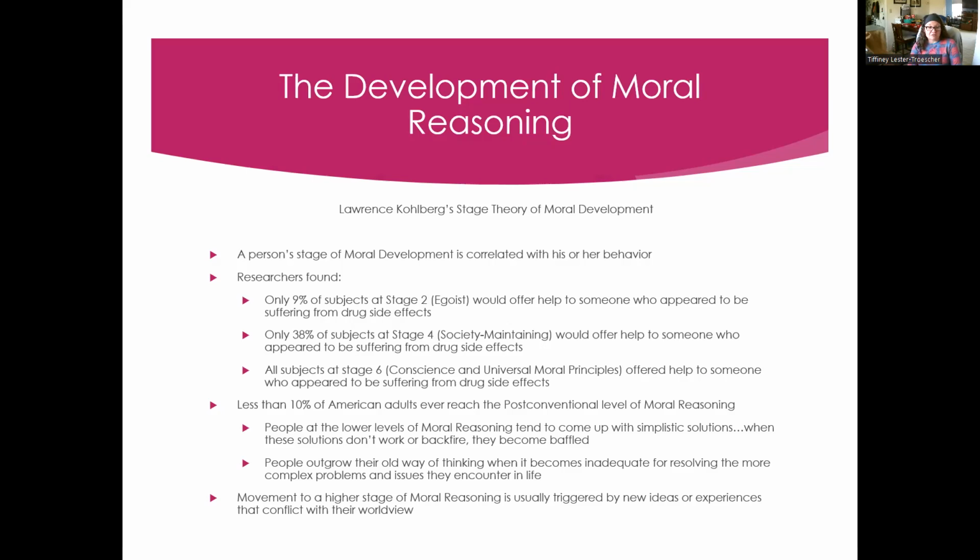Only 38% of subjects at stage 4, the society maintaining stage where most adults are, would offer help to someone who they thought was experiencing side effects from drug use. 38%. Anyone at stage 6, the conscience and universal moral principles stage, everyone part of this study who was at stage 6 of their moral reasoning development offered help.